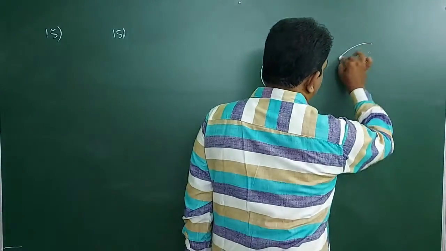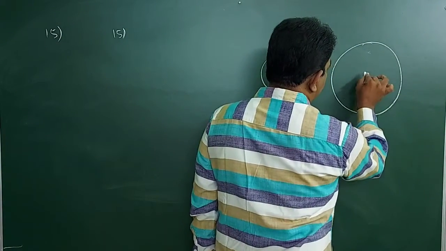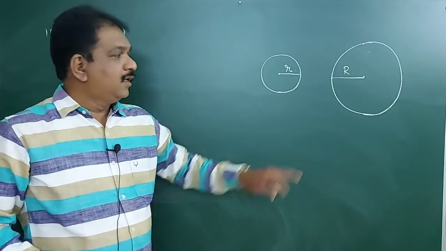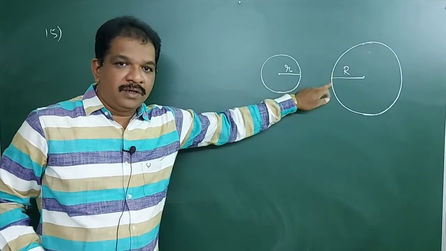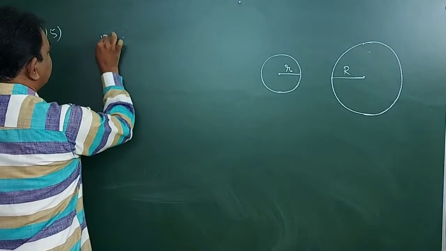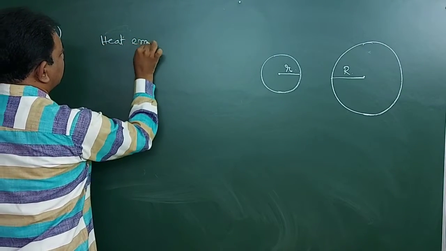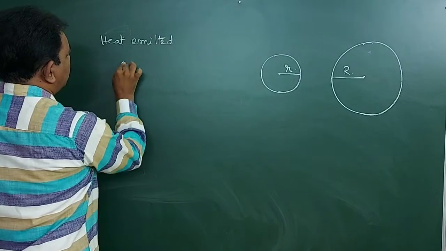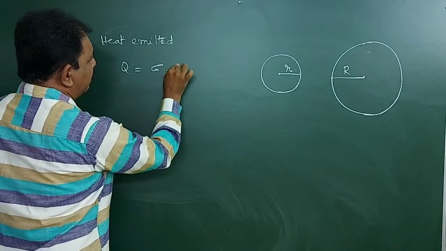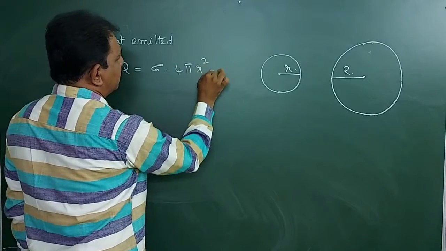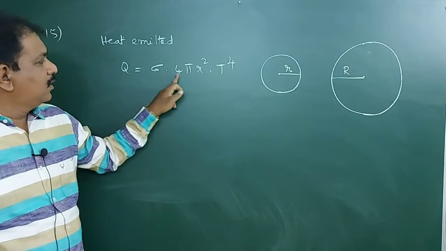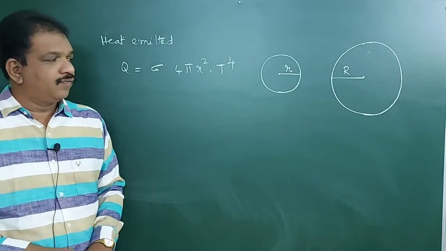This heat energy is incident on another surface of radius R. Then the heat received by it per unit area is how much? Heat emitted Q is equal to sigma A, where the area is 4 pi R square, into temperature T. So sigma 4 pi r square T power 4.